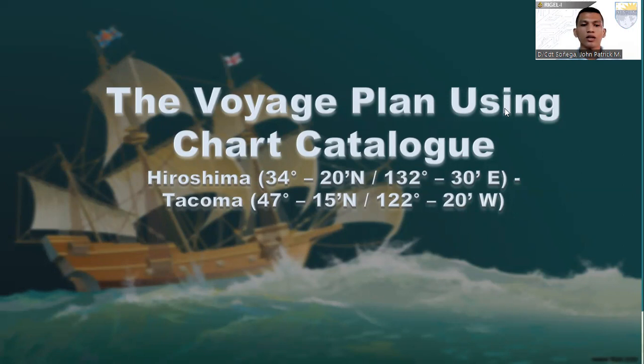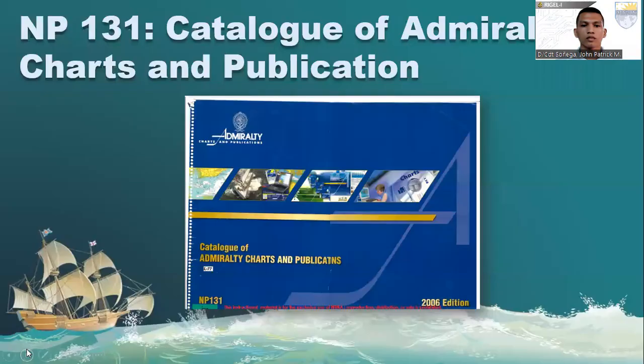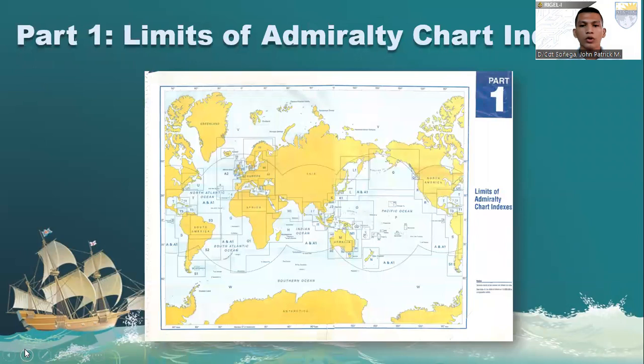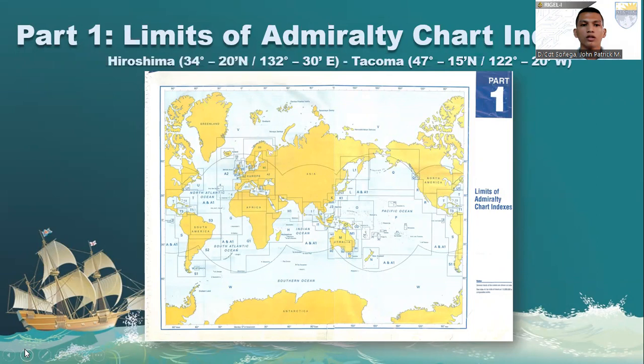Today I am going to discuss the voyage plan using the chart catalog. Our destination will be from Hiroshima to Tacoma. So this is the NP131, the catalog of Admiralty charts and publications that we are going to use. First, we will go to Part 1 and identify our location, from Hiroshima at 34 degrees to Tacoma at 47 degrees.